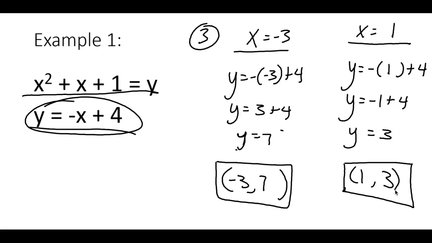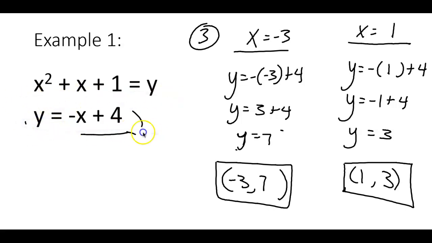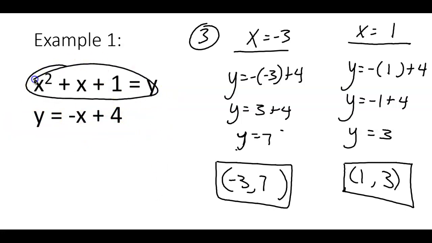So step 1, let's review. Step 1 is to set these things equal to each other. Set the two equations equal to each other. Step 2, after you move everything to one side and have it equal to 0, use the quadratic formula. Step 3 is to find the y values.